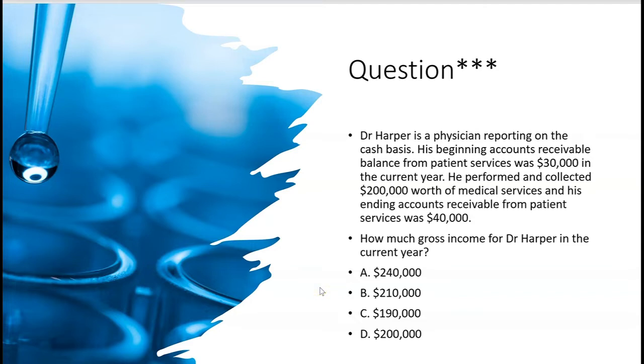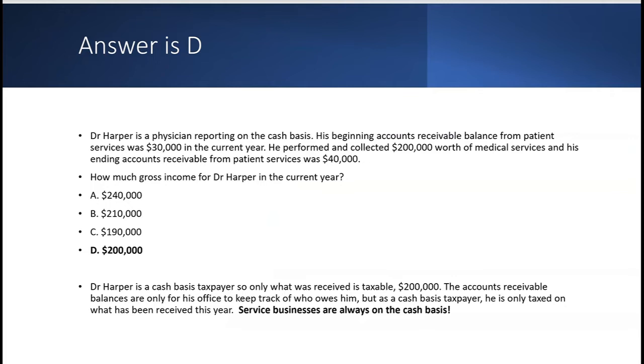Well, it says he's a cash basis taxpayer. They tell us in the first sentence. So that means we can ignore the increase in accounts receivable and go with $200,000. That's his income. So only what was received is taxable, which is letter D, $200,000. He's in the service business. They told us he was a cash basis taxpayer, and that's typical of what you might see on the exam. For a cash basis taxpayer, ignore accounts receivable balances. The only reason he has accounts receivable balances is because his office needs to keep track of who owes him money. But for tax purposes, only taxable when collected.